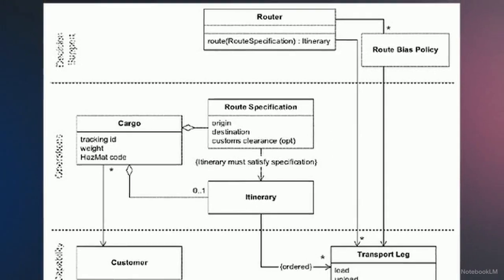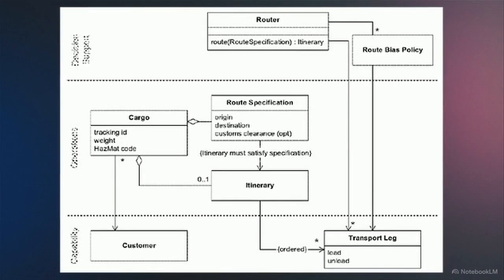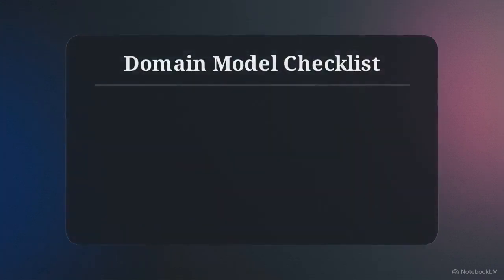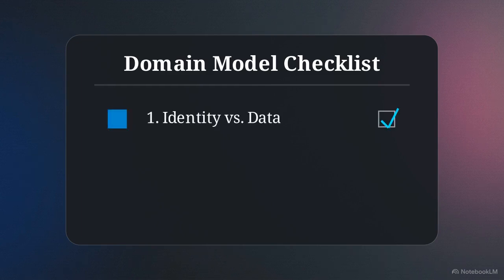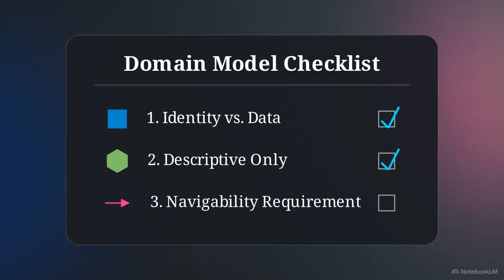You stop drawing messy, interconnected webs and start building refined, layered architectures that strictly separate concerns. Audit your models with a concrete checklist. First, the entity test. Is it the same concept if its data changes completely? Second, the value object test. Does it merely describe a thing? Third, the association test. Must the software navigate this relationship for business logic?